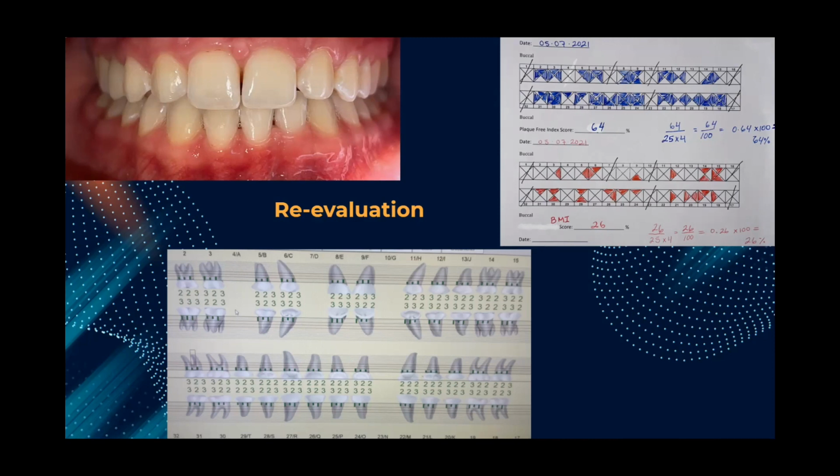Although when we did explore the areas, we did find some calculus in between her anterior teeth and some in her third molars, but that's okay because we just scaled it right through and it was all good to go. Every other area was good to go. It was nice and smooth.